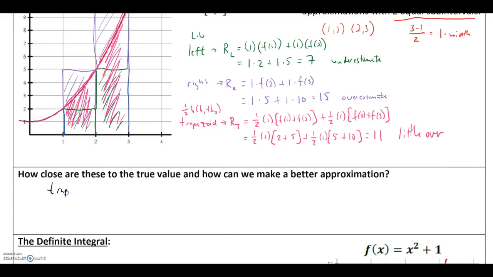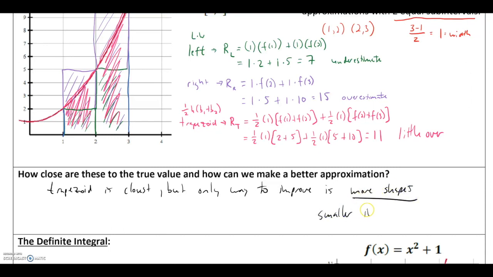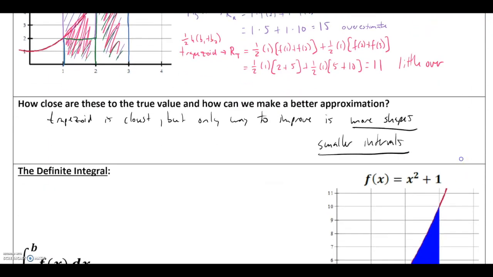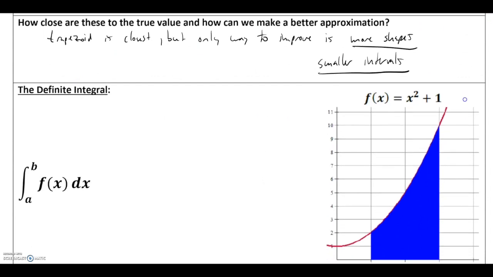Well, notice the trapezoidal sum was definitely the closest that we were going to get to the exact area, but it was still a little bit over, and the only way to really improve is going to be with more shapes. Split this area into even more pieces using smaller intervals. Maybe use 4 subintervals, or 20, or 100. No matter what number you pick, we're now getting ourselves to the main idea, which is the definite integral.